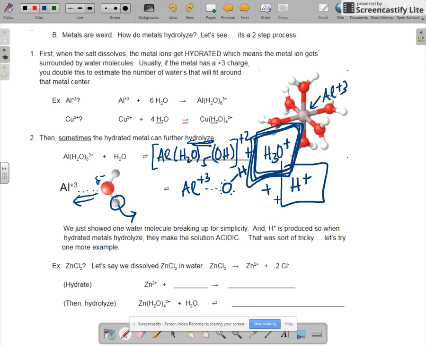Whew, that was kind of complicated. So we're going to have to try that one more time. So let's just say we took some zinc chloride, the salt, and we threw it in water.